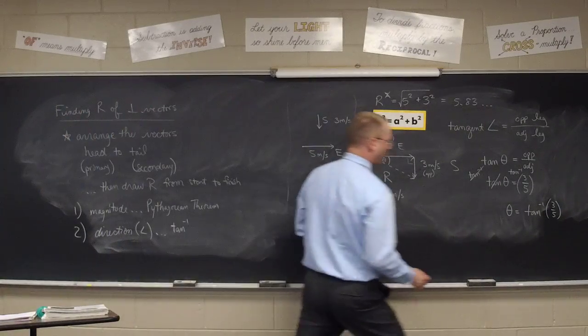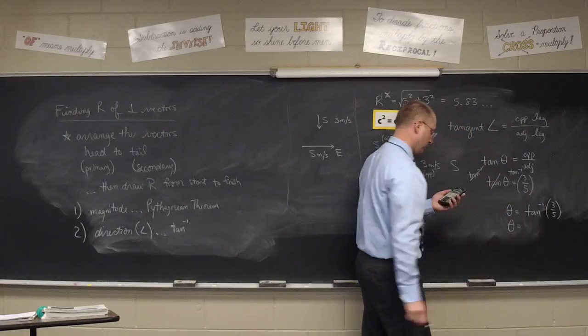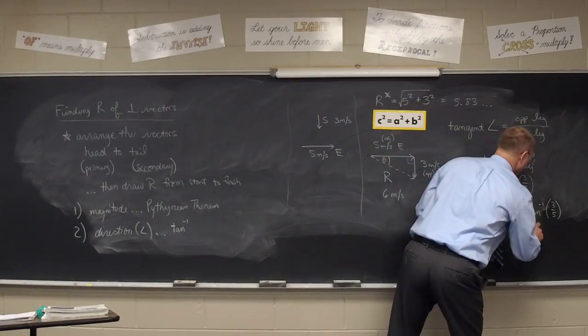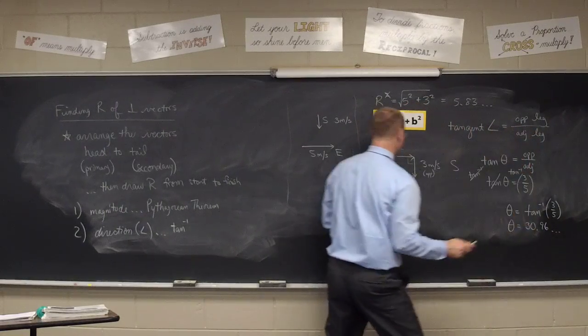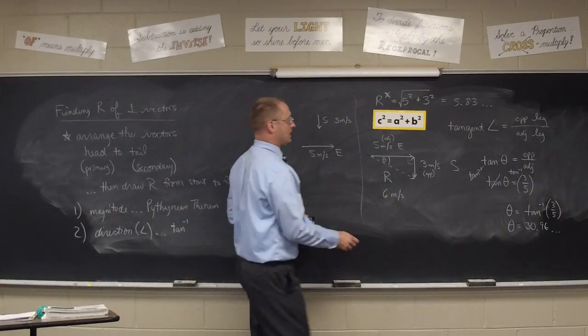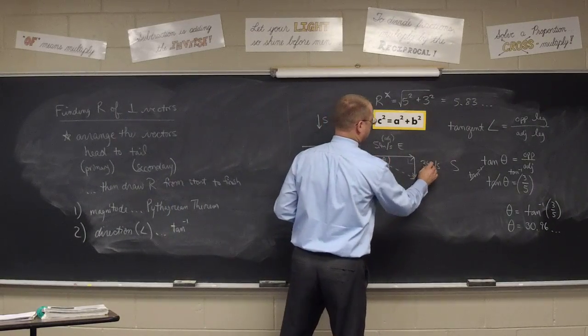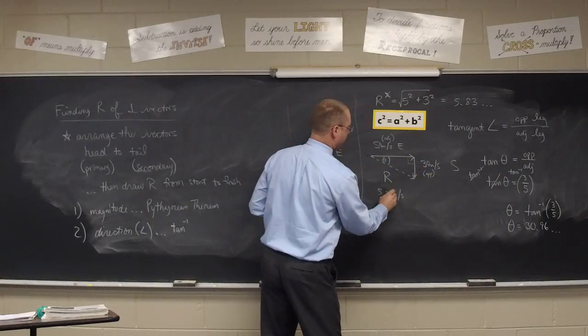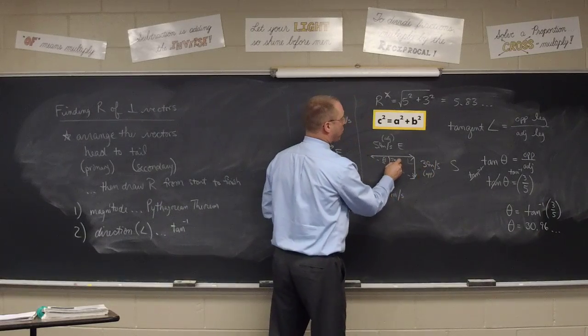What is the angle theta here? Kendall? 30.963. Good. We'll round it off now. We technically only have one sig fig. Let's say it was 5.0 and 3.0 because I hate the one sig fig. Let's say this is 5.8 then. Then we would have 31 degrees.